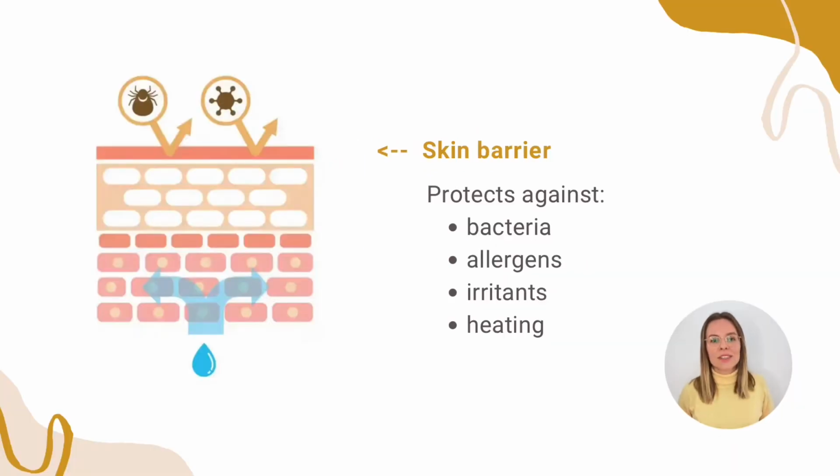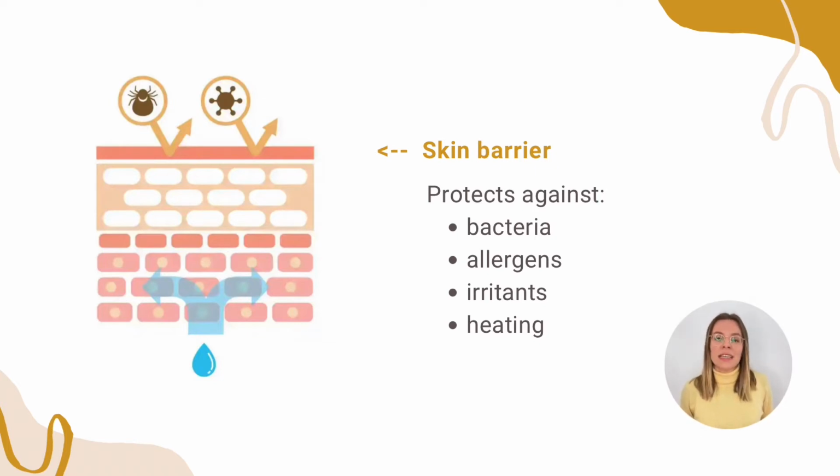So when it comes to your skin, you have different layers. And the top layer of the skin is what we call the skin barrier. And this layer will protect you from all allergens, irritants, bacteria, heating, and all harsh elements that are out there in the world. But it will also lock in all moisture, so it will prevent your skin from drying out.